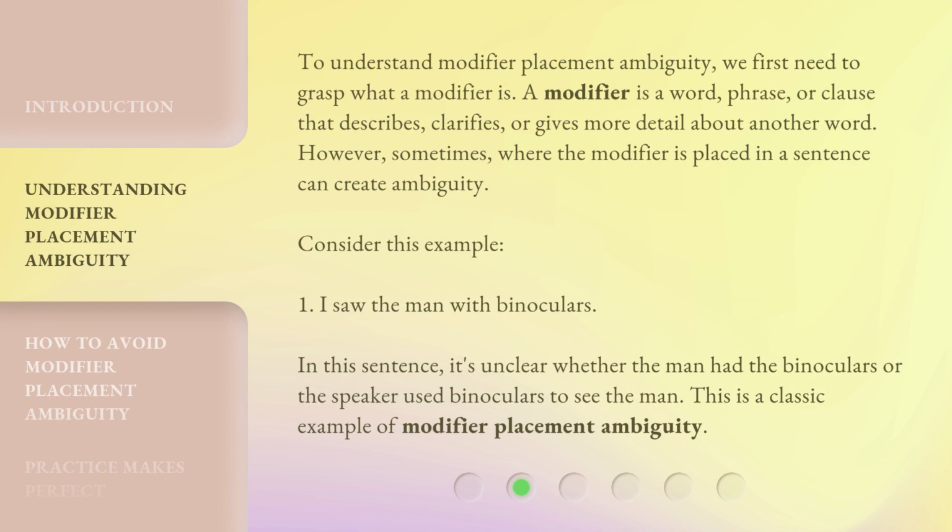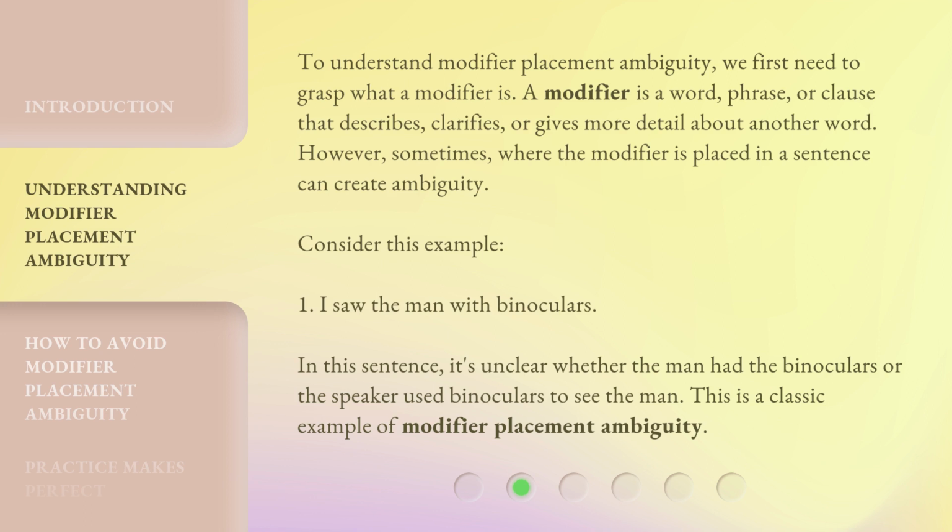To understand modifier placement ambiguity, we first need to grasp what a modifier is. A modifier is a word, phrase, or clause that describes, clarifies, or gives more detail about another word. However, sometimes, where the modifier is placed in a sentence can create ambiguity.